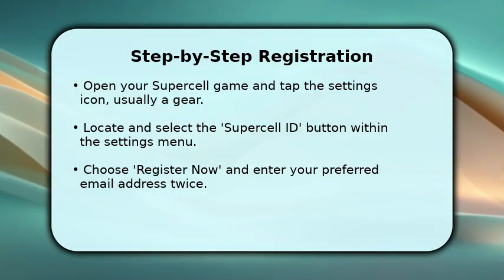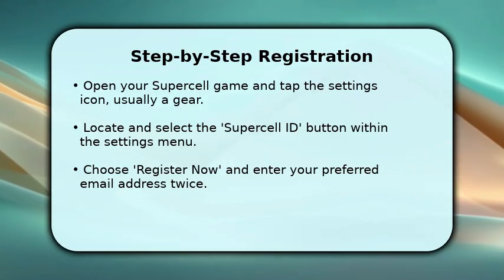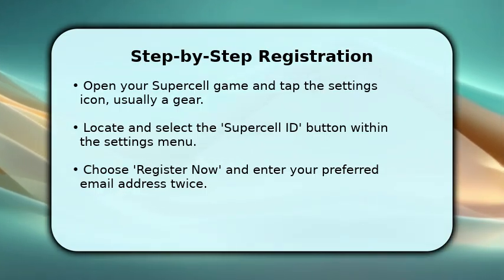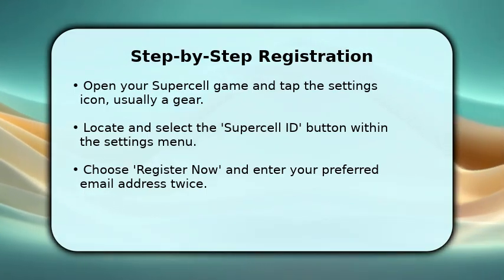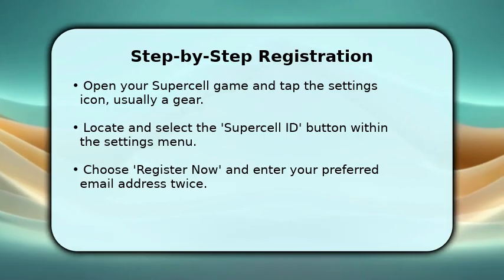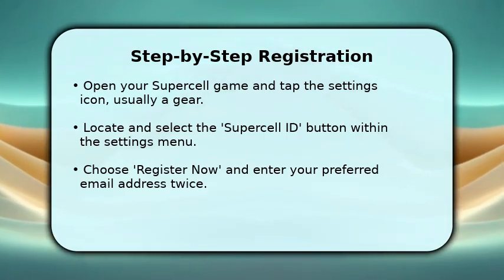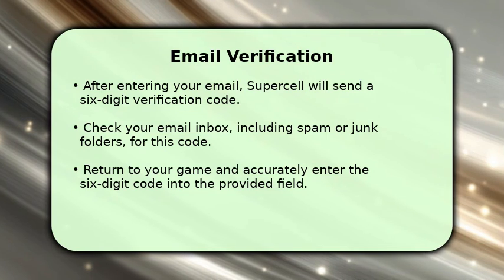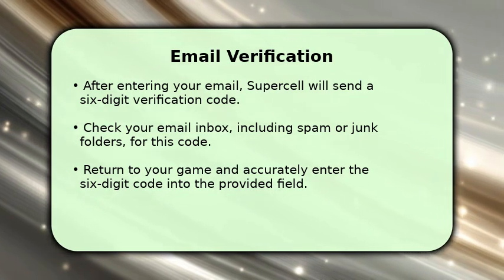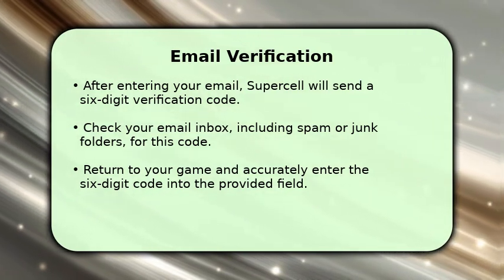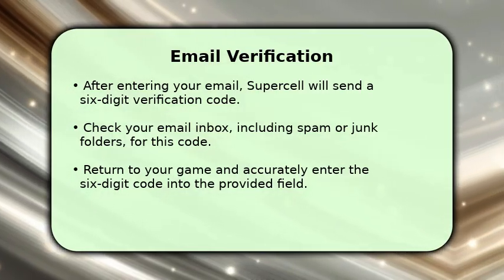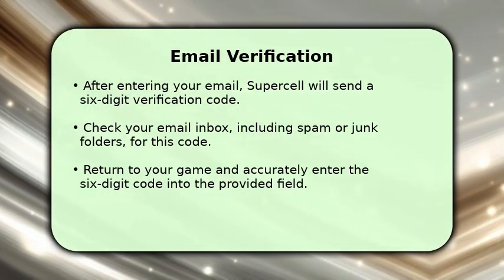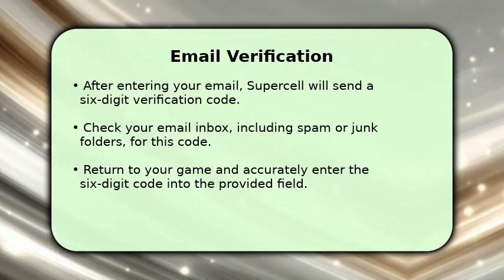Next, choose the Register Now option. You will then be prompted to enter your preferred email address twice to confirm it. Please make sure this email address is active and that you can access it, as it is crucial for the next stage. Once you have entered your email address, SuperCell will immediately send a unique 6-digit verification code to that address. It's important to check your email inbox thoroughly and remember to look in your spam or junk folders just in case it landed there.